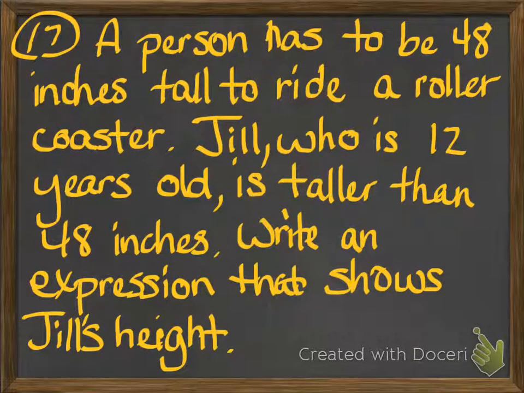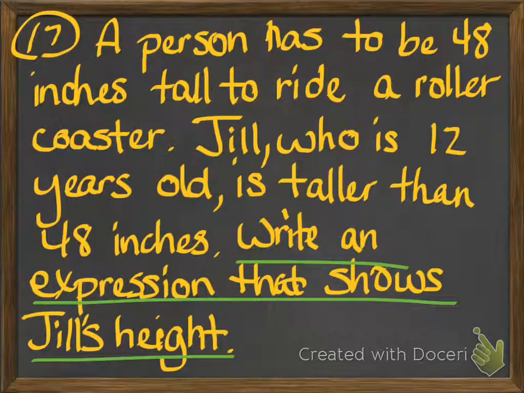Number 17. A person has to be 48 inches tall to ride a roller coaster. Jill, who is 12 years old, is taller than 48 inches. Write an expression that shows Jill's height. Okay, so this one is a little bit tricky. It's asking you to write an expression that shows Jill's height. Okay, and we know that she is taller than 48 inches.